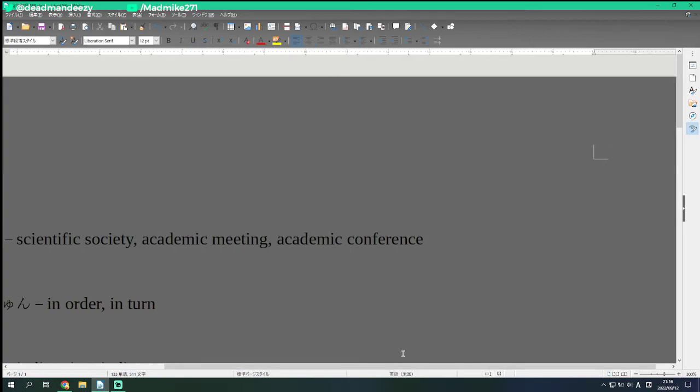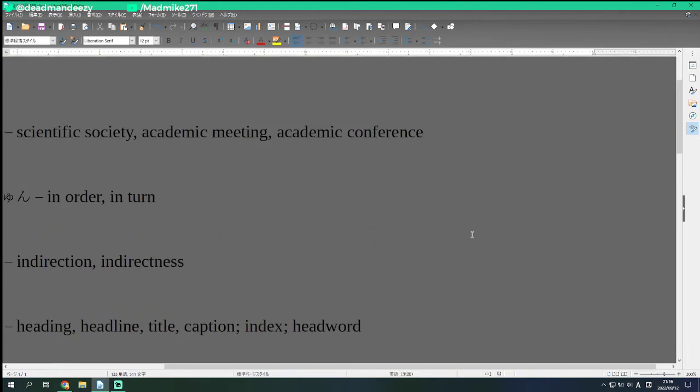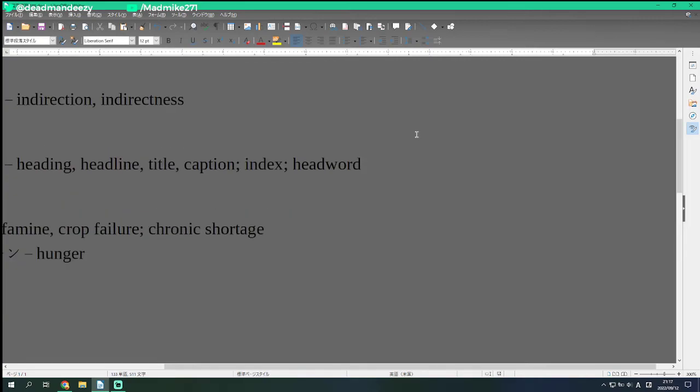First, a scientific society or an academic conference is a gakkai, or a meeting for learning. In order or in turn is junjun, with our kanji for order or turns. In direction or indirectness is kansetsu. Kan on the left side for leave some space, and setsu on the right side for connection.